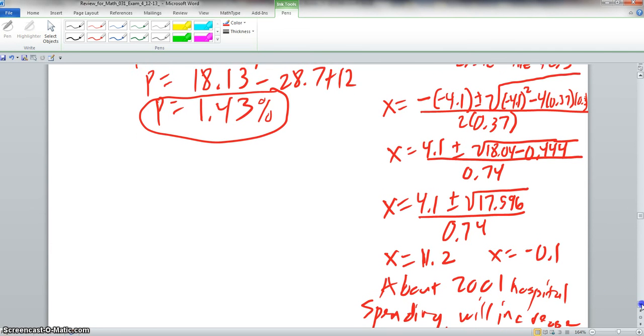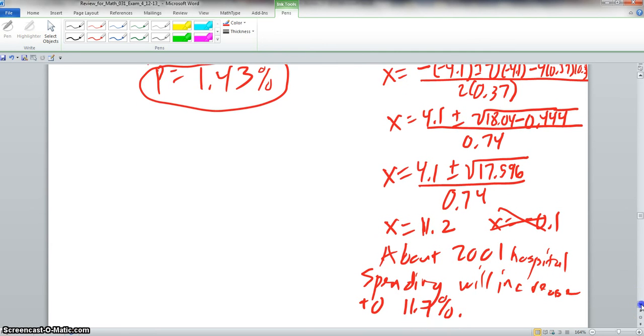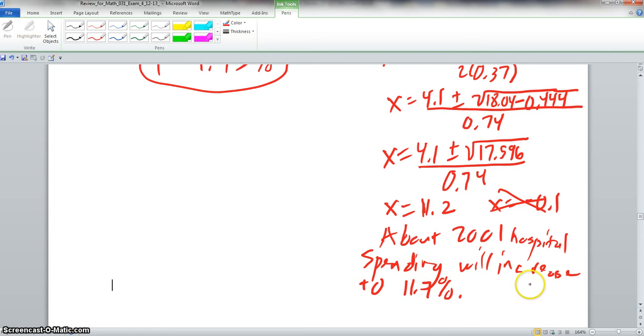And we know we cannot have a negative when it involves time. So we would add this 11.2 to 1990. So about 2001, hospital spending will increase to 11.7%. And we're done with that problem.